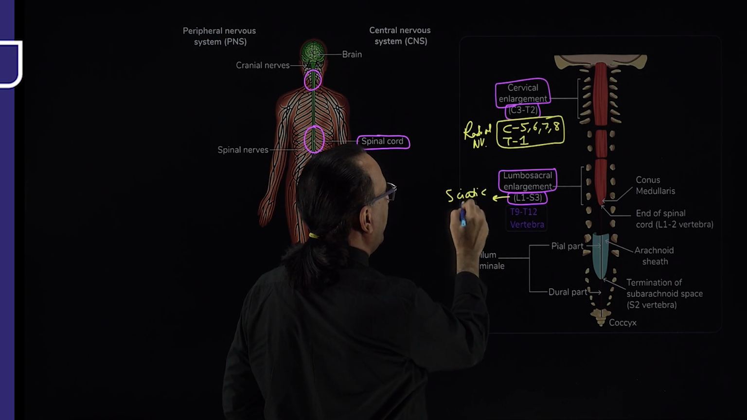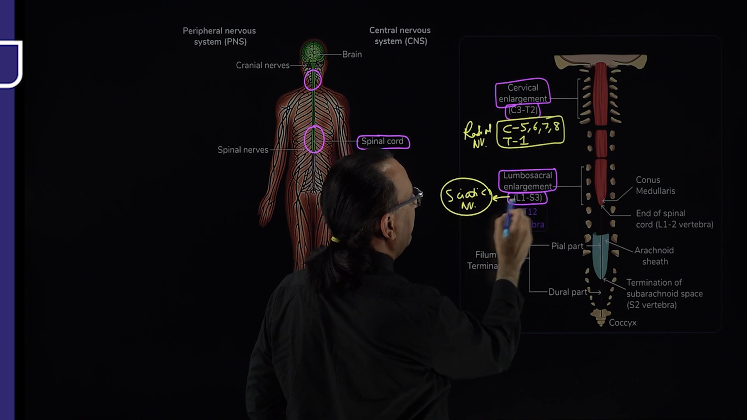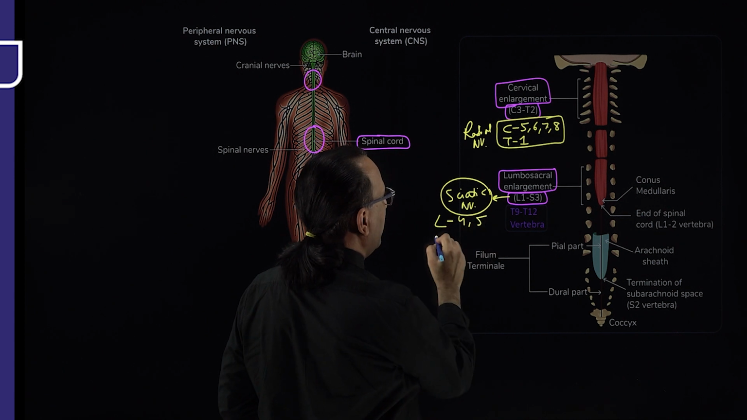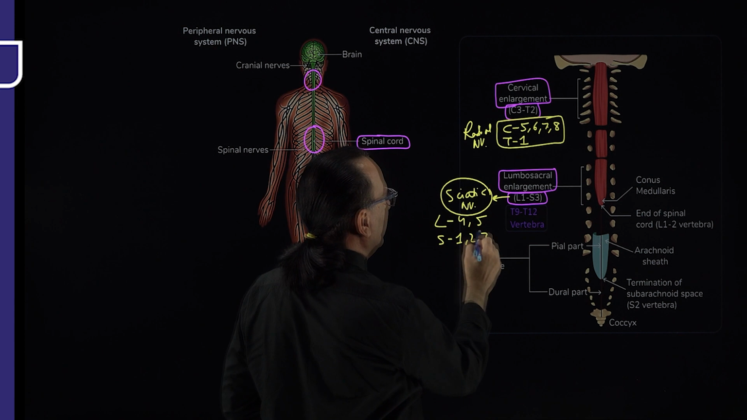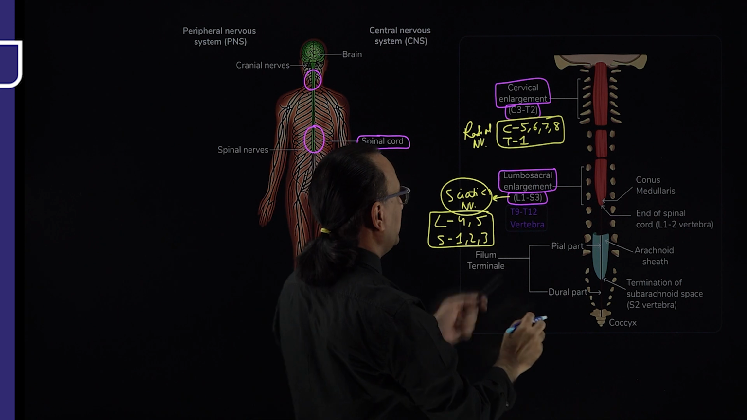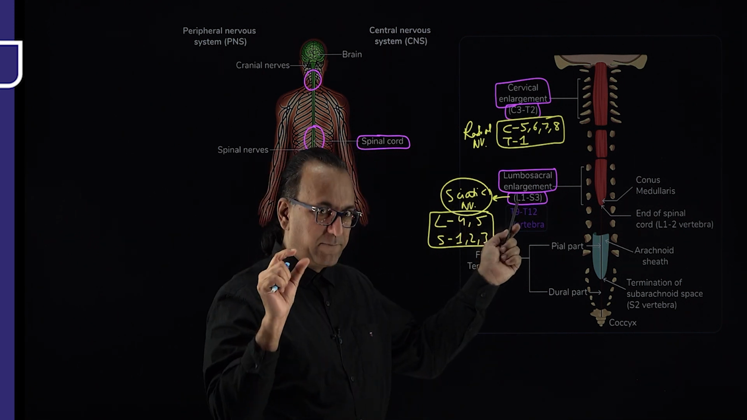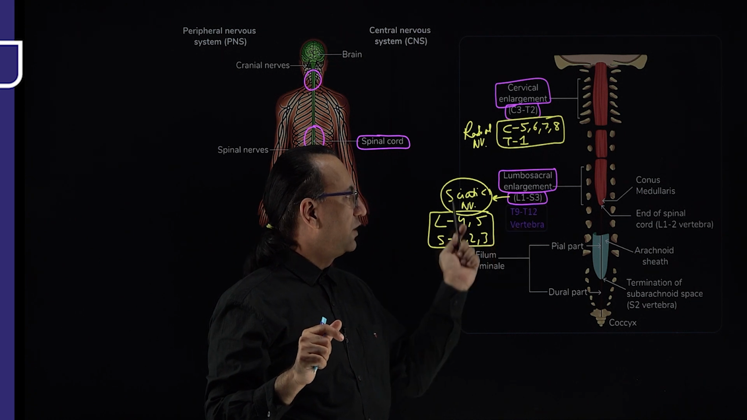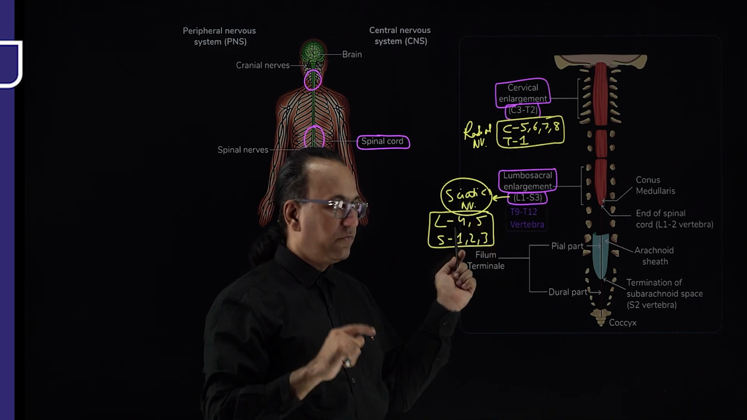So what are the 5 root values of the sciatic nerve? They must lie within this range L1 to S3, and they are L4, 5, then S1, 2, 3. That is the root value of the sciatic nerve, which supplies the lower limb. You must remember the root value of the lumbosacral enlargement individually and also the root value of the sciatic nerve individually. All of these are MCQs.